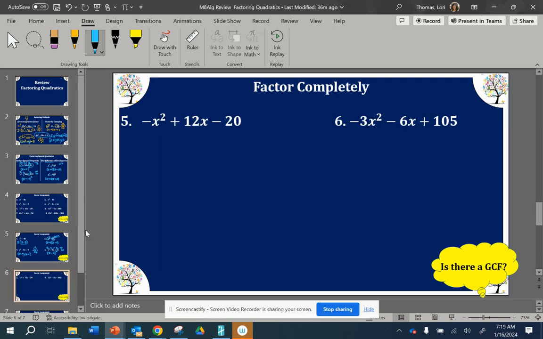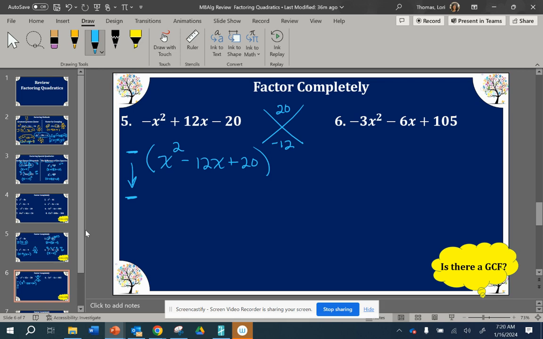Number 5, we do have a GCF because it's a negative, so I'm going to divide out a -1. I'm going to set up my big X graphic organizer. Now I have a 1 times a 20, and my new B value is -12. So I'm going to bring down the negative. Don't forget the negative, just bring that down.